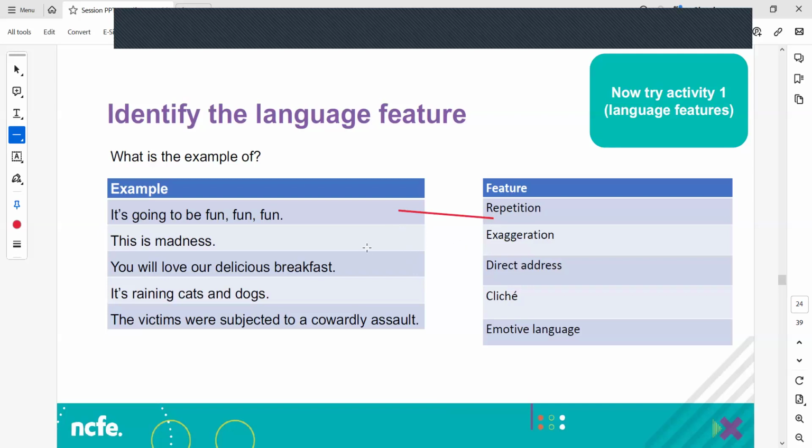So this is madness. Exaggeration. Good. So I think we've just straight across for all of these, aren't we? You will love our delicious breakfast is direct address. It's raining cats and dogs. It's cliche. And then the final one, the victims were subjected to a cowardly assault, emotive language.